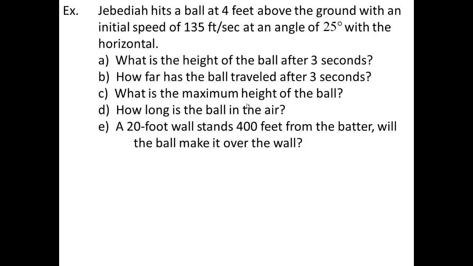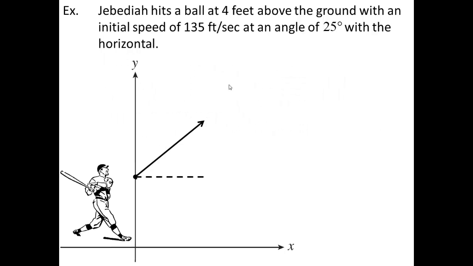Alright, Jebediah hits a ball at 4 feet above the ground with an initial speed of 135 feet per second at an angle of 25 degrees with the horizontal. So here are some questions that we want to address, but before we jump into that, we need to figure out what the equations are. And I'm going to use those two equations that I just derived in order to do this. So I've got 4 feet above the ground, my initial height, my initial velocity, and the angle at which that velocity occurs. So let's just take that information. I'll go ahead and plot it in the picture and write my equations.